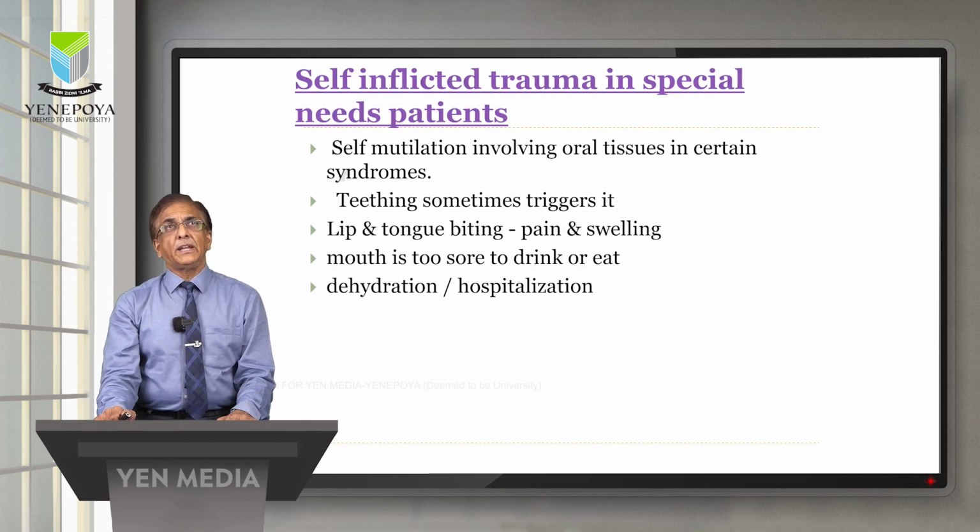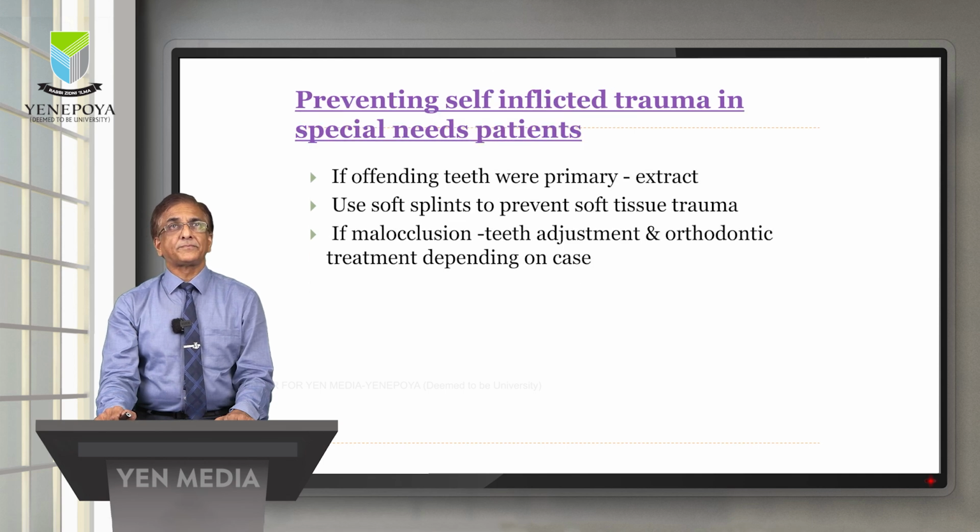Now in these special needs patients, they have a tendency toward self-inflicted trauma, especially self-mutilation involving oral tissue in certain syndromes. Teething sometimes triggers this type of self-inflicted injury: lip and tongue biting, pain and swelling. The mouth is too sore to drink or eat, leading to dehydration and hospitalizations.